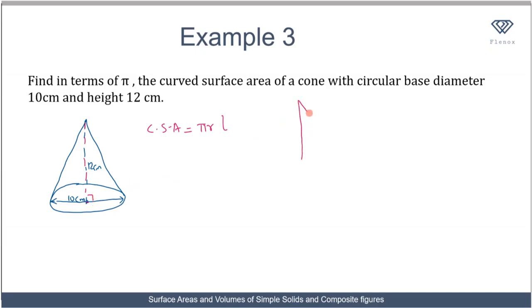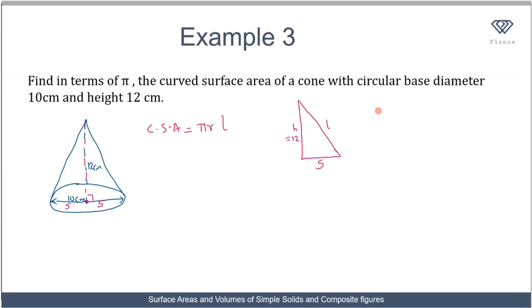I have something like this, in which this vertical line here represents the height, and this length over here represents the curved length. The height is equal to 12, and the distance from here to here is the same thing as the radius, because this is from the center to the circumference of the base. Since we are given the diameter to be 10, the radius will be 10 divided by 2. The distance from here to here is 5, while here also is 5. So here is going to be 5.